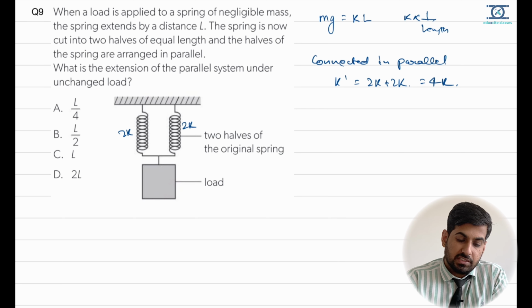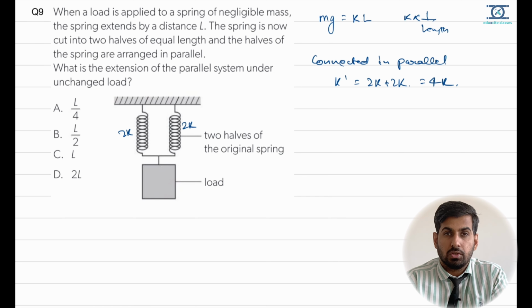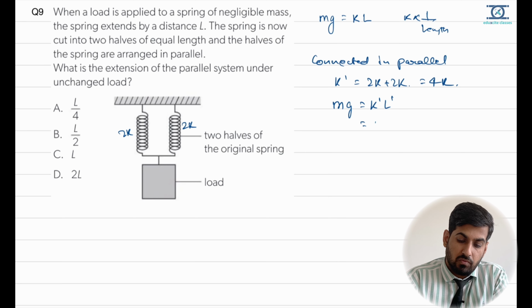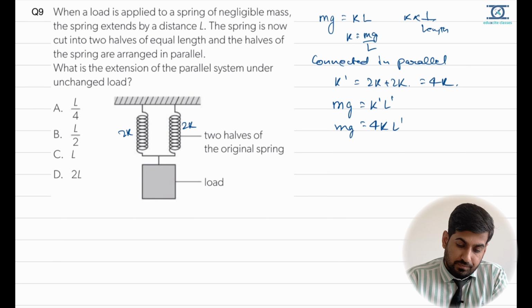So what will be the extension of the parallel system under the unchanged load? Now the load remains the same. So what I can say is mg will be equal to k dash times L dash, right? And k dash is now 4k. So here I can say k is equal to mg by L, right? So mg by 4k is equal to L dash.